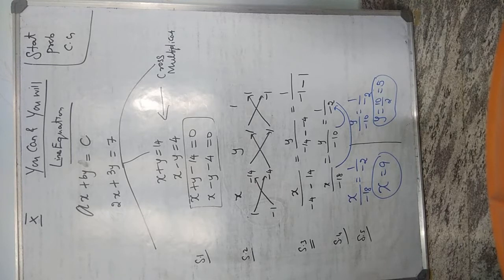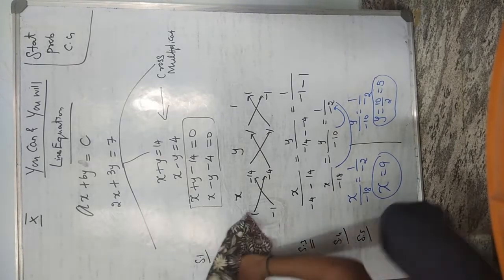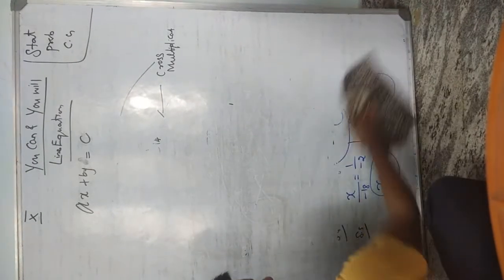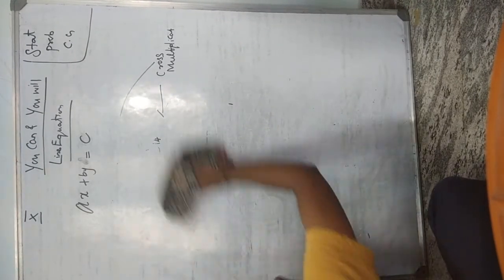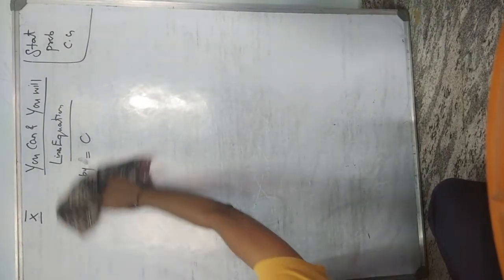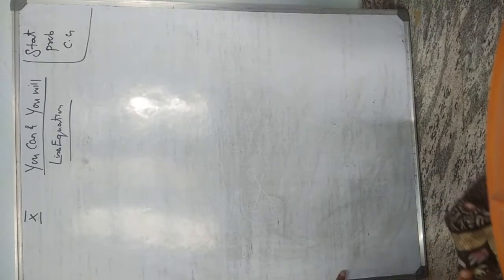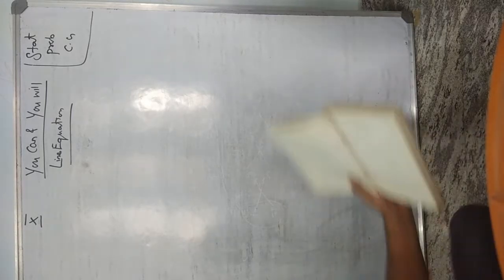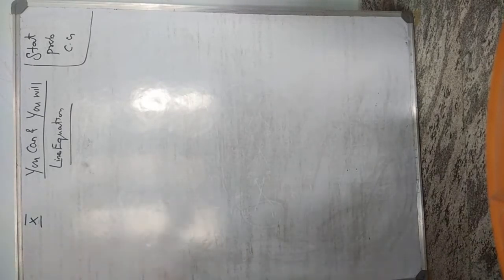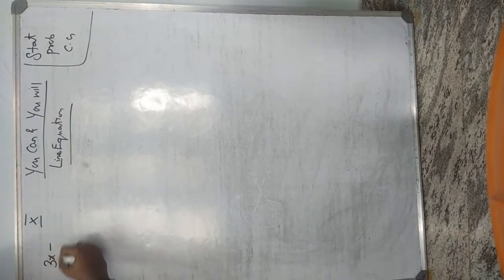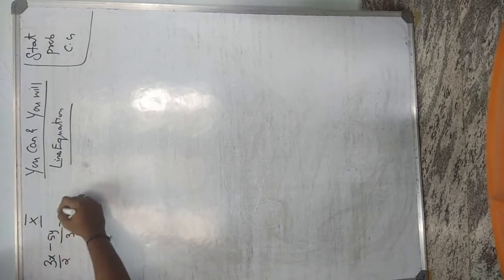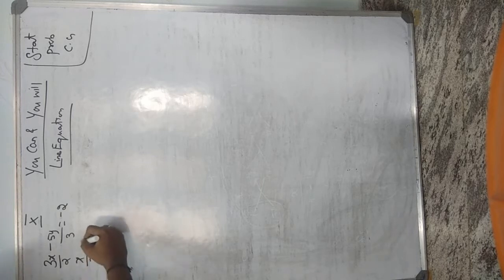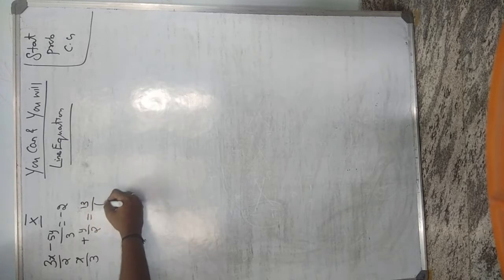Exercise 3.3. First Roman, 6th sum. 3x upon 2 minus 5y upon 3 equal to -2. x upon 3 plus y upon 2 equal to 13 upon 6.